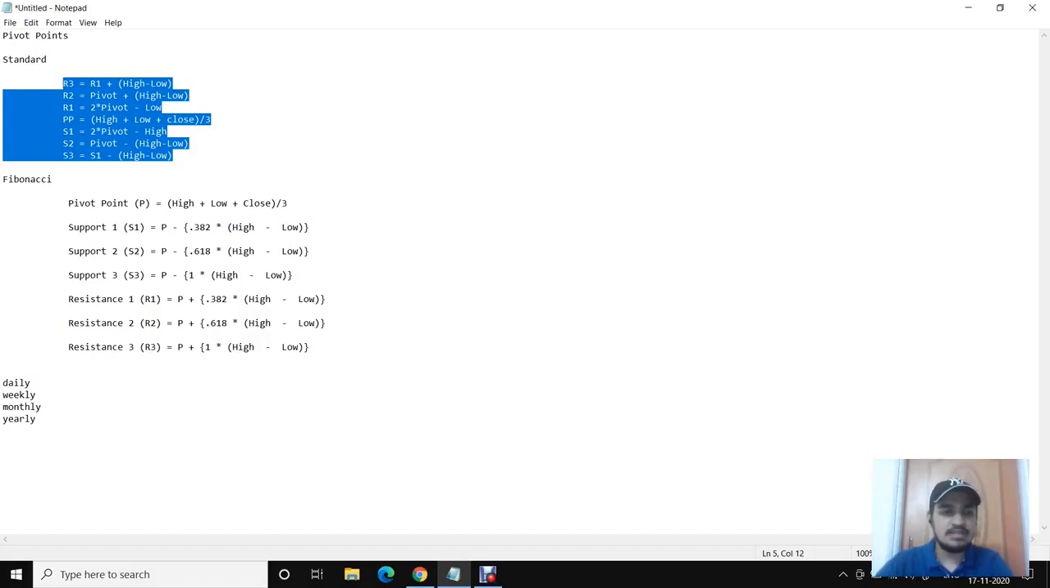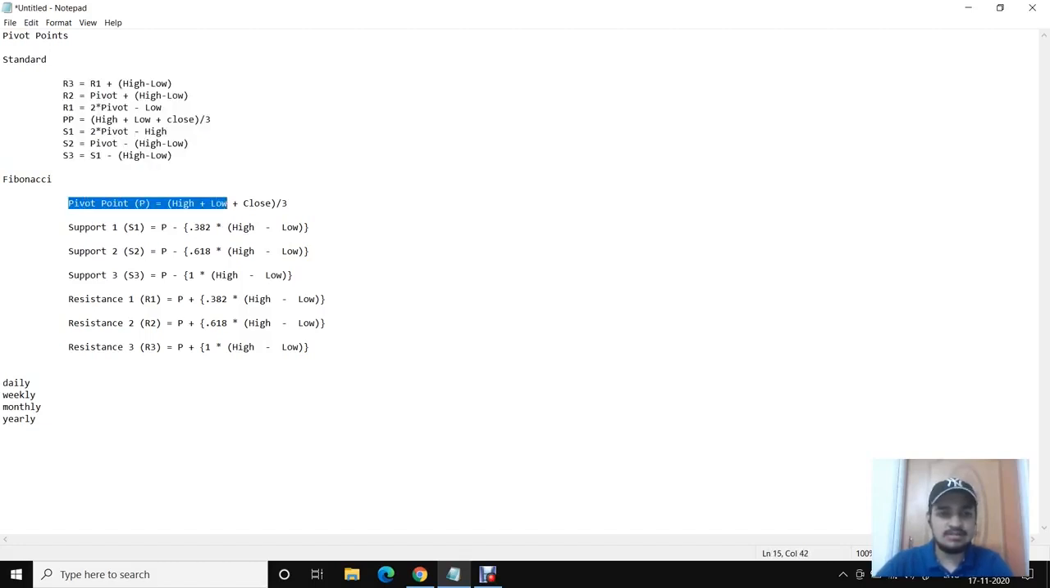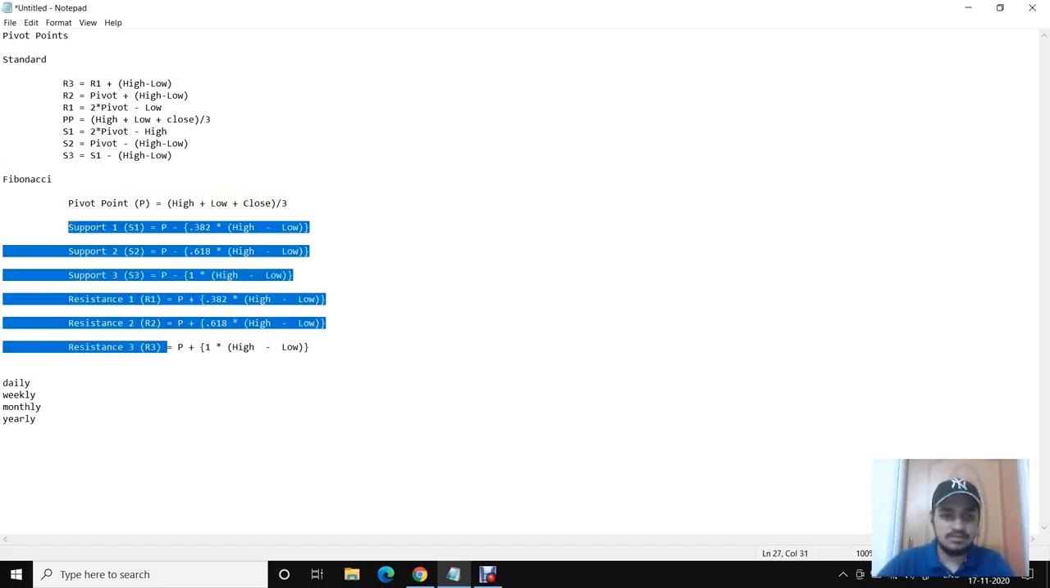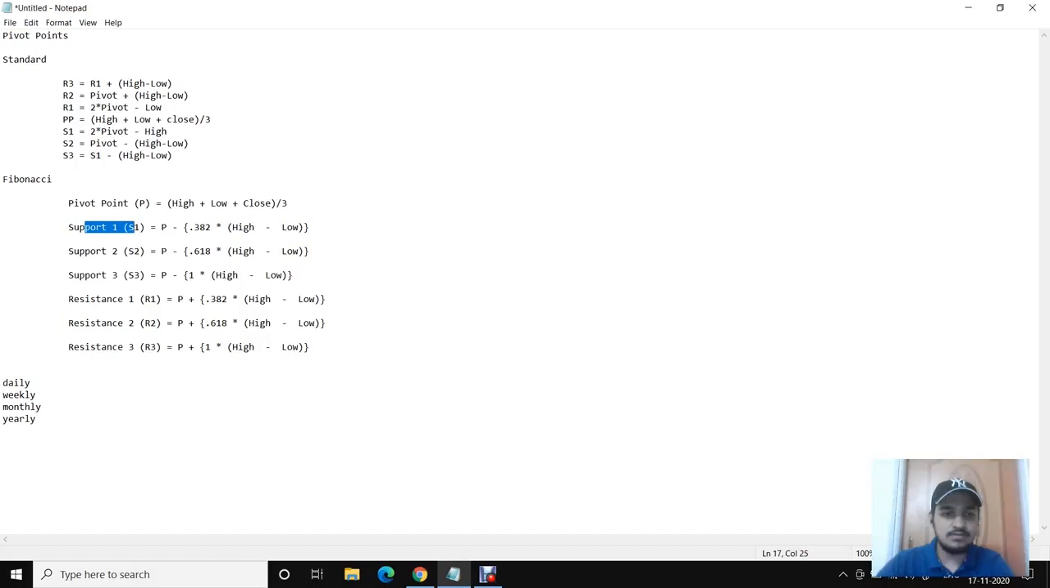For Fibonacci, the middle line is the same, that is the pivot point: high plus low plus close divided by 3, but the formula changes for S1, S2, S3 and R1, R2, R3. As you can see, S1 is equal to P minus 0.382 into high minus low. Now a question could come: Yash, why only 0.382, why not any other number?